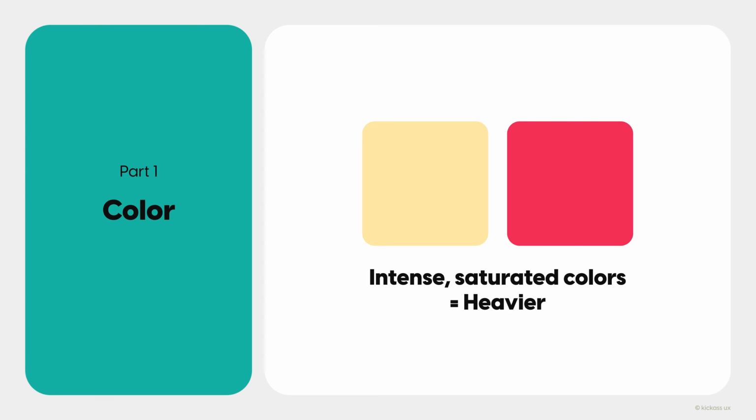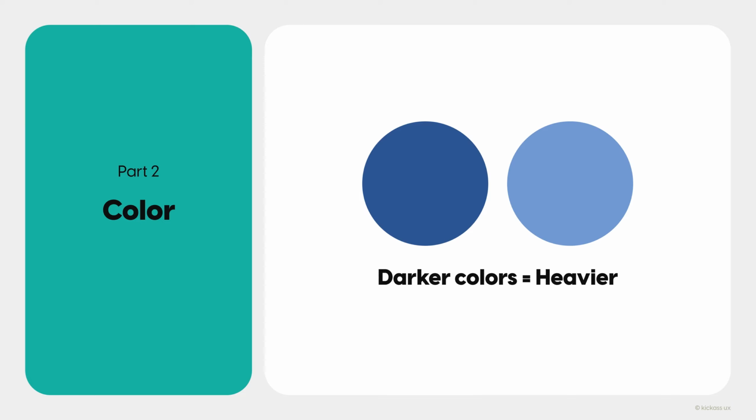Third is color. There are 2 parts to color. First, elements with intense saturated colors appear to be heavier than those with more muted colors. Looking at these equal-sized squares, the bolder red square on the right draws our attention because its saturated color gives it more visual weight. Here's the second part of color. Objects with darker colors have more visual weight than those with lighter colors. For example, the circle on the left is a darker version of blue, so it draws our attention more than the lighter circle on the right.